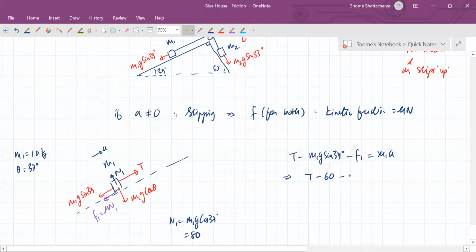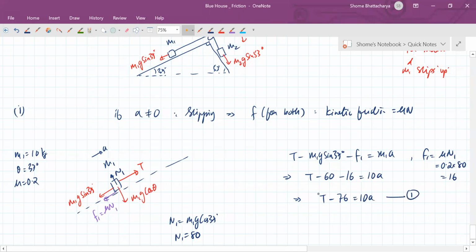Now this friction, so this normal reaction is 80, and the coefficient of friction given to us in the first case is 0.2. So the friction here is mu N1, so it is 0.2 into 80, so 16 newtons. We have T minus 76 is equal to 10A. That's our first equation.